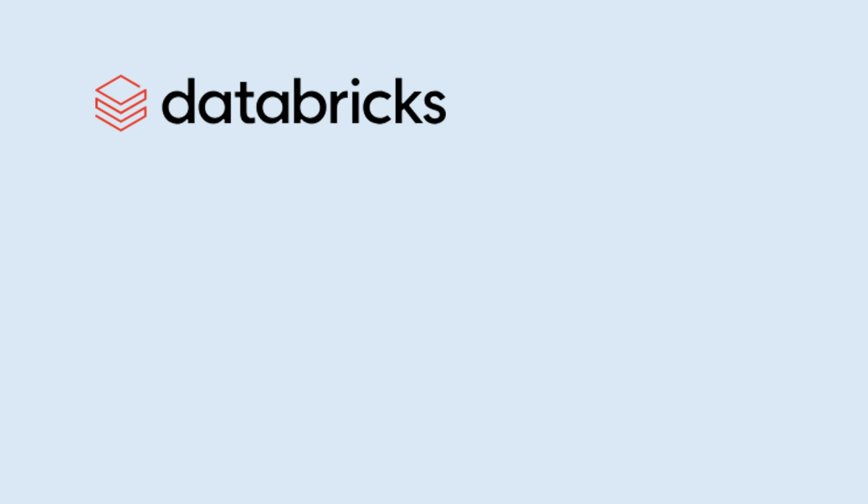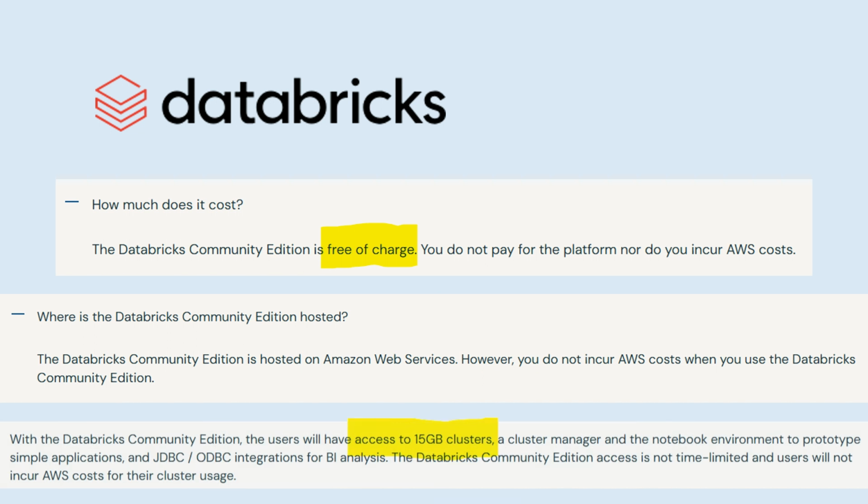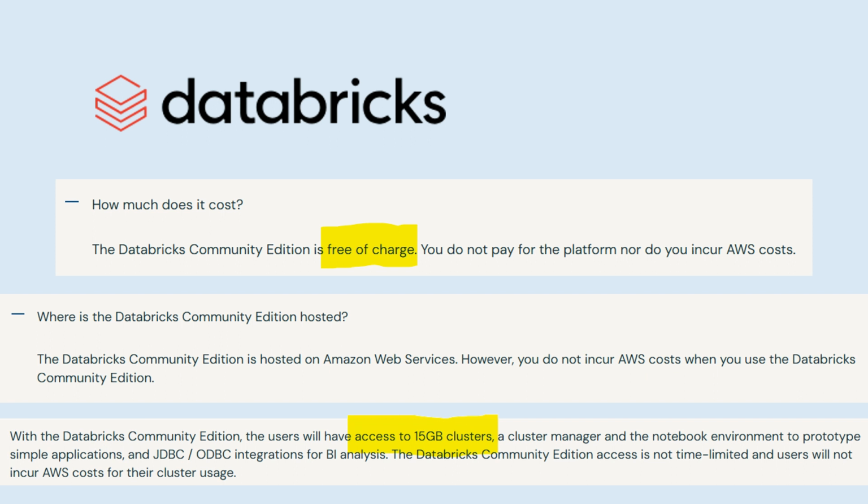You can also sign up for Databricks Community Edition. All you need is an email address for sign up, and after you verify the email, you can access the Databricks platform. As you can see, it is free of charge. You do not pay for the platform, nor do you incur AWS costs where this is hosted. This is from the FAQ section on the Databricks website. In the Community Edition, the users will have access to 15 GB clusters, a cluster manager, and the notebook environment, which is good for prototyping simple applications and learning PySpark. So thank you to Databricks for providing this very useful tool.